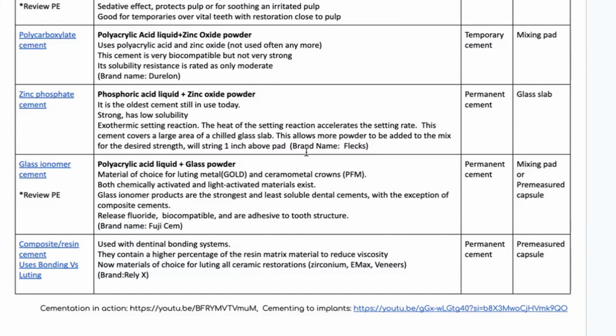There are a lot of different brands out there, but maybe you've heard of Relyx if you've worked in private practice before. As mentioned, these also sometimes come in pre-measured capsules, or they come in some type of auto-mix gun. We're not often mixing these by hand with a liquid and a powder, so they're going to be mixed a little bit differently. So let's go and look at this particular video here.